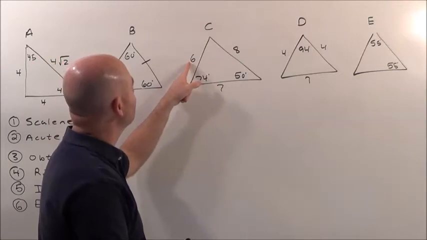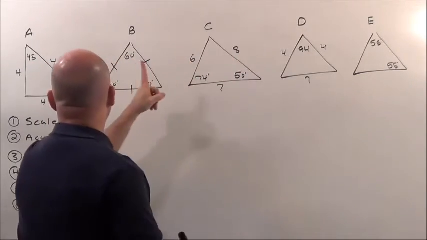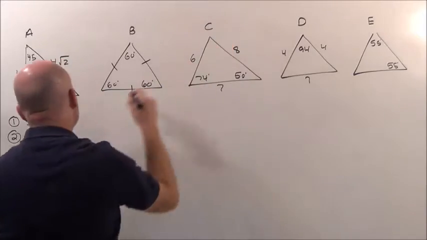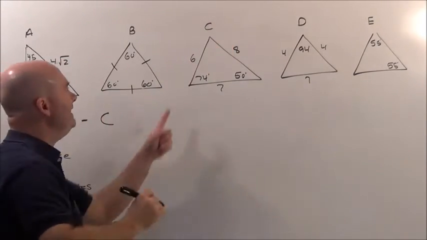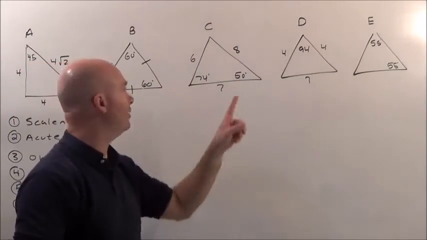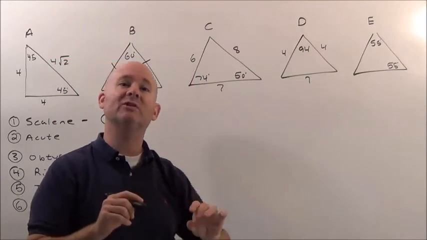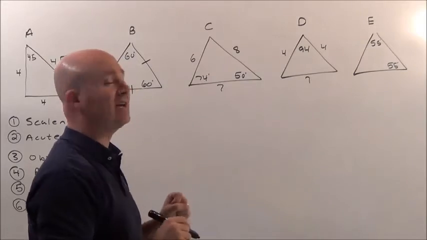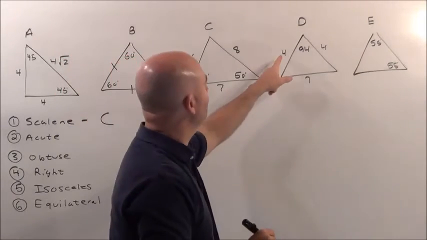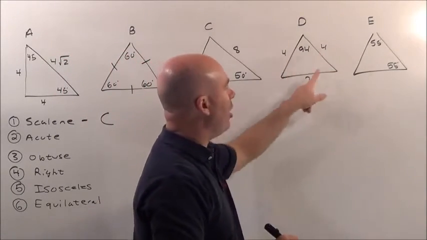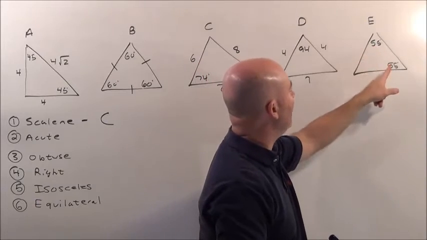If we come here, 6, 7, and 8. That means triangle C is a scalene triangle because none of the sides are the same length. They're all different, and that's what a scalene triangle is: all the sides are different lengths. Here, you have a 4, 4, and 7. They're not all different.